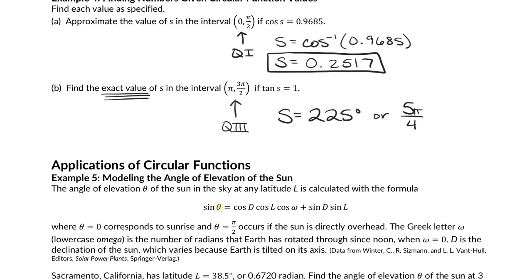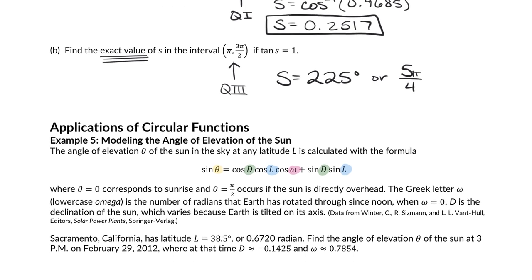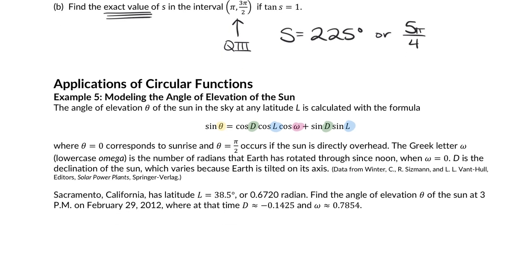I need theta. I need this value d, which I happen to use twice. I need a value L, the latitude, which I will use twice. And then I need some omega value. Omega. That is the Greek letter omega. Fun fact. The Greek letter omega is the number of radians that the Earth has rotated through since noon.